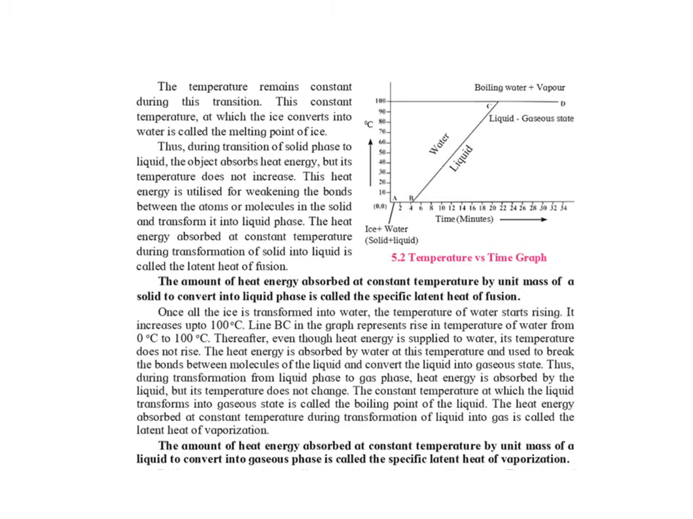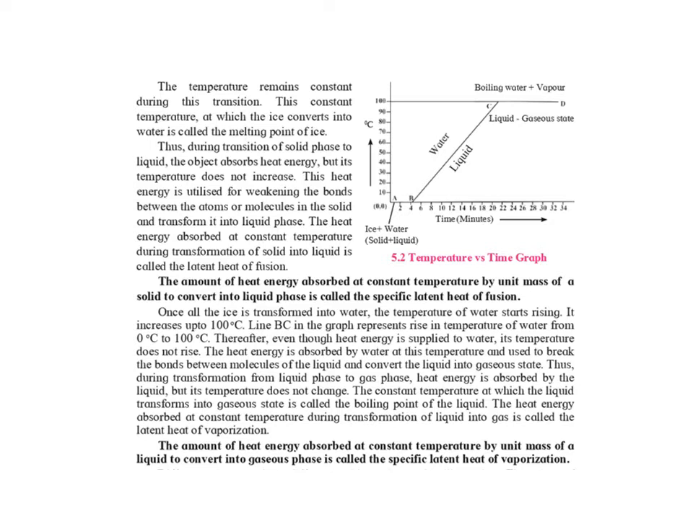See that line CD at 100 degrees. The time is increasing but the temperature is not increasing. Thus, during transformation from liquid to gas, heat energy is absorbed by the liquid but its temperature does not change. The constant temperature at which the liquid transforms into gaseous state is called the boiling point of the liquid. And we know that the boiling point of water is 100 degrees.